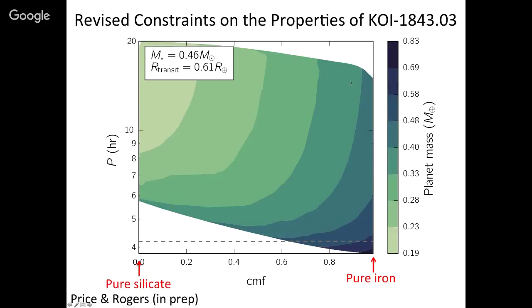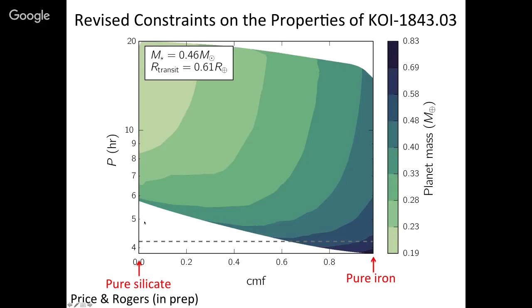So now, focusing in on the properties of KOI 1843.03. Here we're looking at a slice through Ellen's models, focusing on planets orbiting stars with the same stellar mass as KOI 1843 and with the same transit radius as Kepler KOI 1843.03. We can explore in this plot the core mass fraction on the horizontal axis and the orbital period of the planet on the vertical axis. And here the color contours are contours of planet mass.